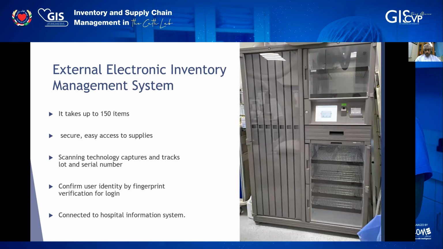The other electronic inventory management system, we installed this system also last year, but it's not functional yet. But we already started the process to use it. The good thing in this system is that it takes up to 150 items, and it's very secure, very safe, and easy access. It uses a fingerprint, so the user cannot unlock the cupboard unless he or she uses the fingerprint.